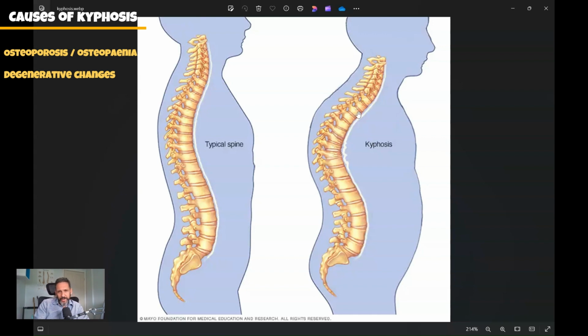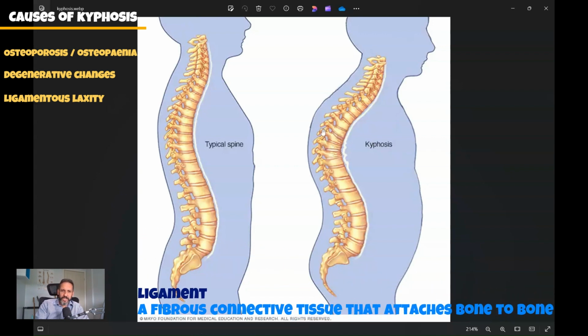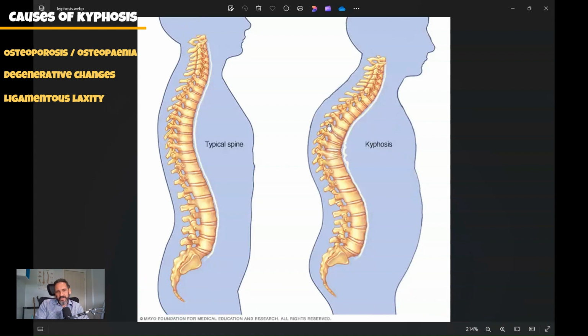And then there's the theory of ligamentous laxity. The little ligaments are straps of tissues that kind of hold bones together. Over time as they stretch, they lose their elasticity, and then they just remain stretched, I suppose, and then allow that curvature to occur.